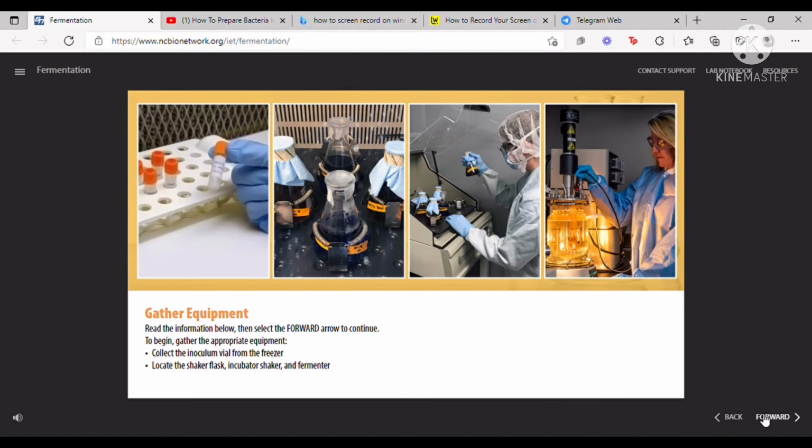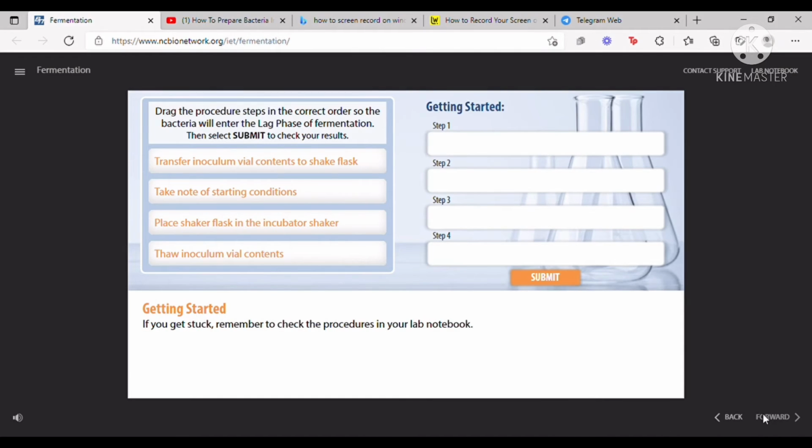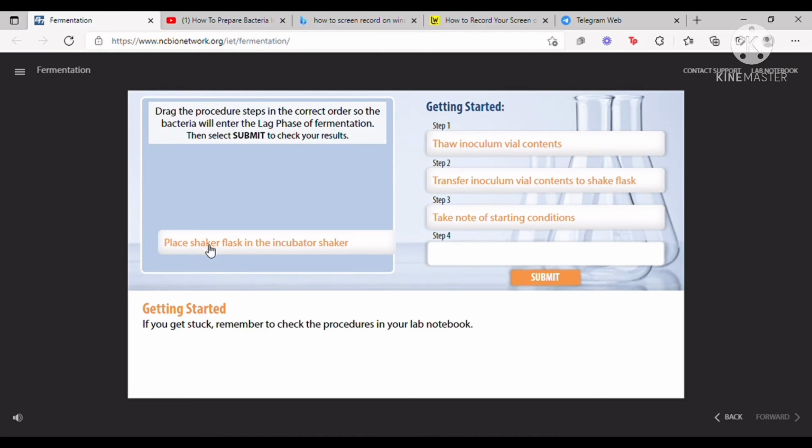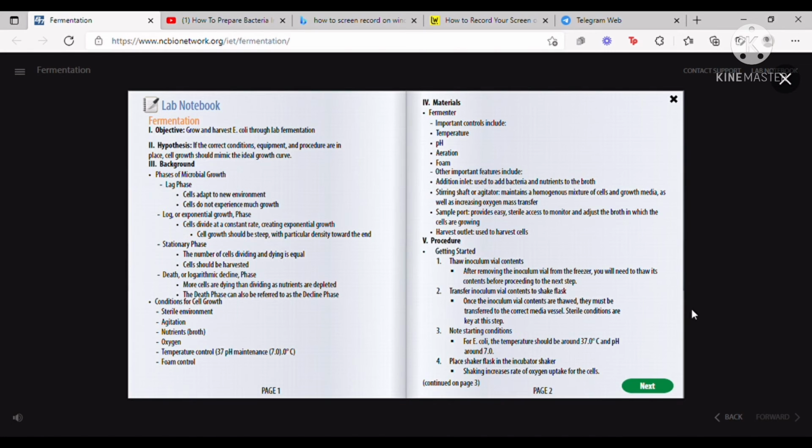The next part would be the procedure. We have to pick 4 steps. The first one would be to thaw the inoculum vial contents. The second one would be the transfer of inoculum vial contents to the shake flask. The third one would be to take note of the starting conditions and then place the shaker flask in the incubator.